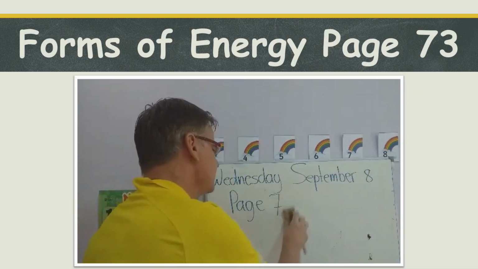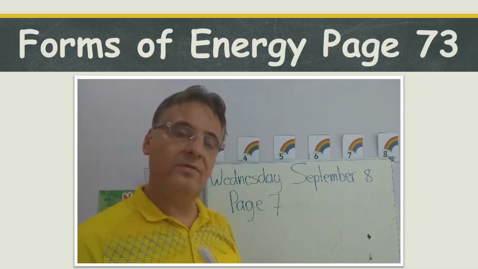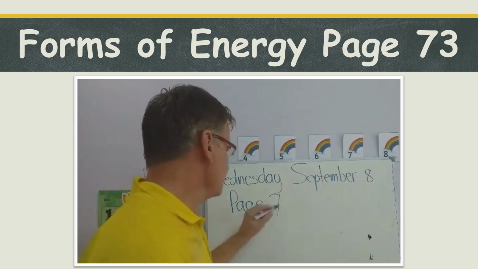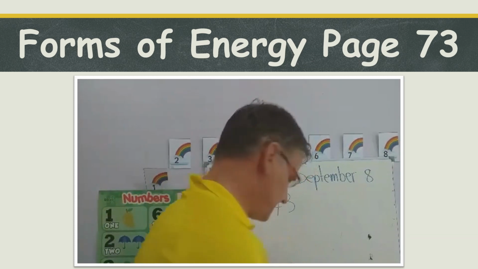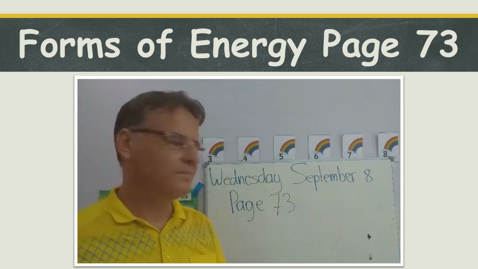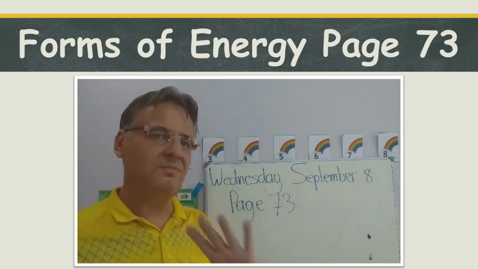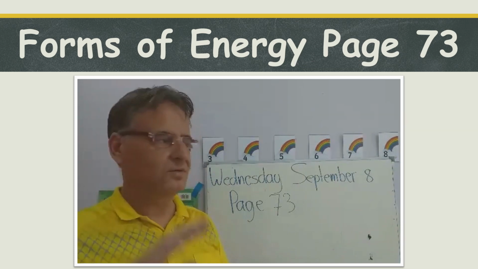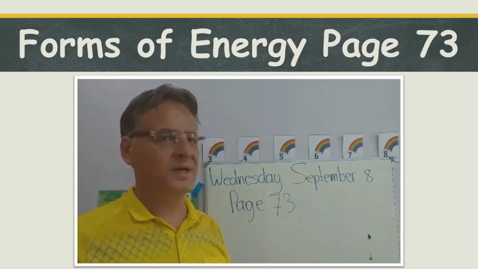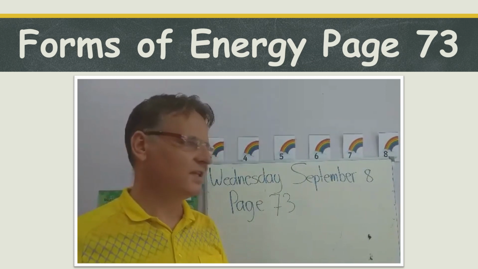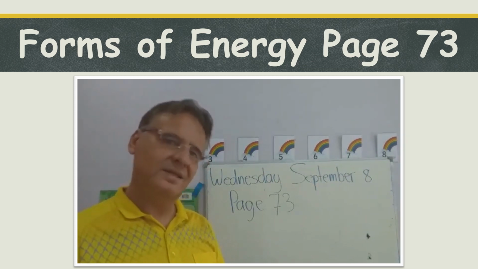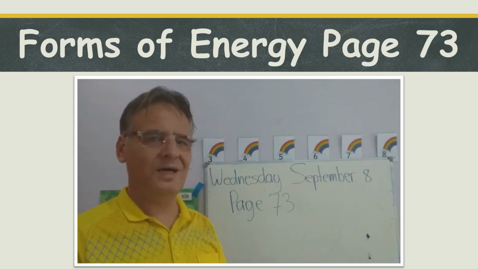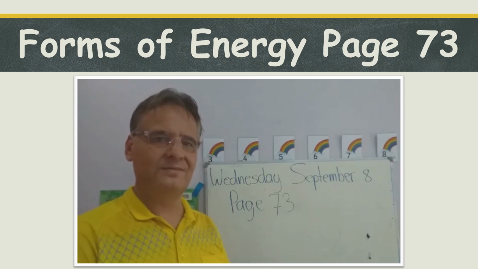Okay, so that was the review for last week. Now we go to page 73 and 74, and we will read about 5 or 6 more forms of energy. Okay? We don't do them all, we do them step by step because it's a lot to take in with many difficult words. But let's see how we get on with it. So go to page 73. I'll be there too to guide you through it.